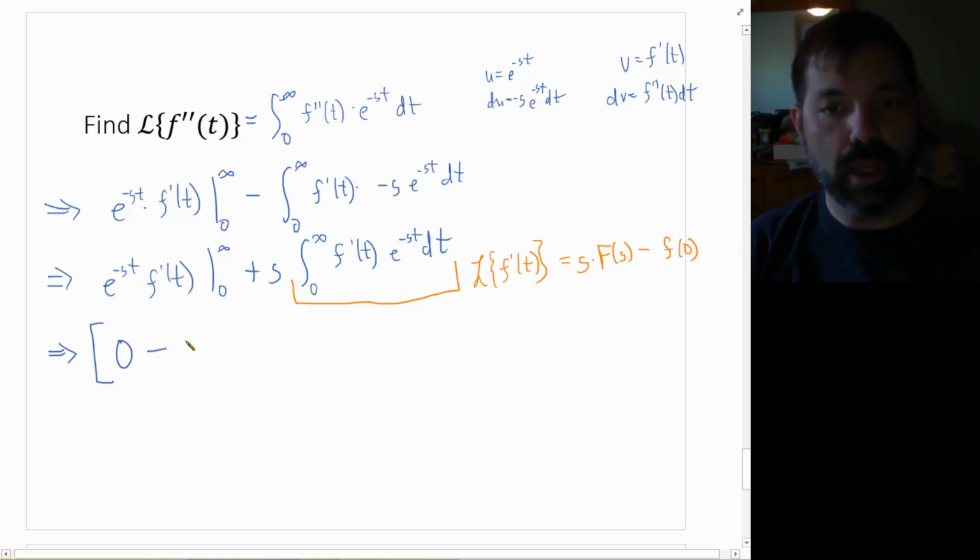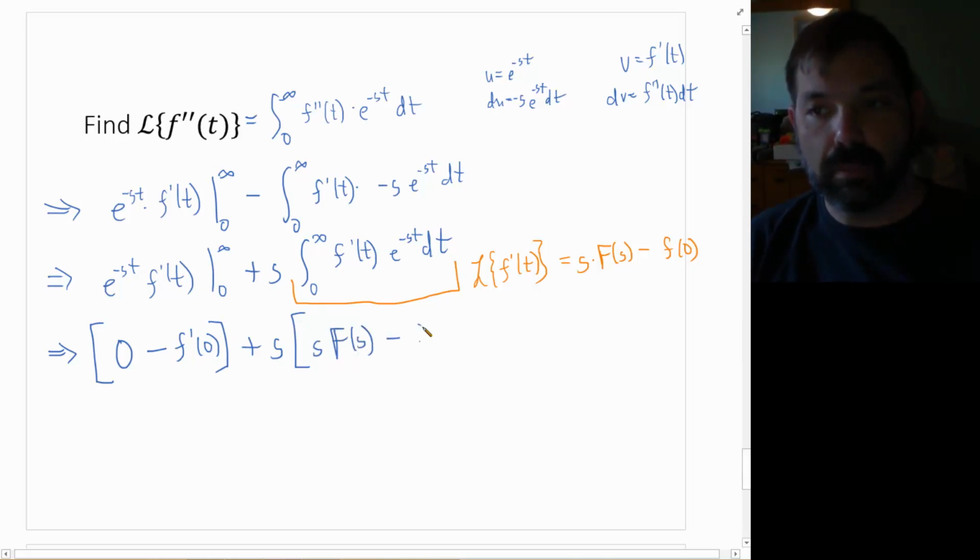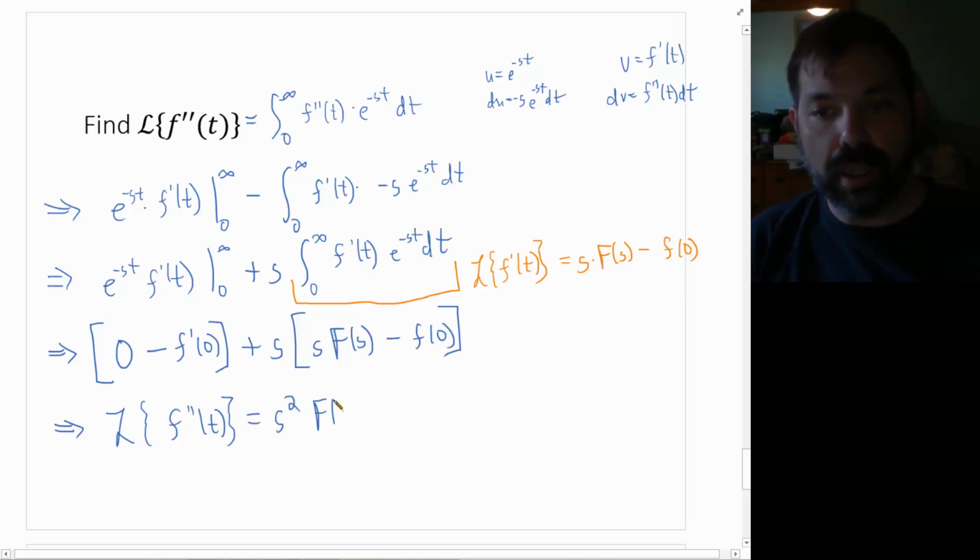Substituting infinity, we'll get a 0. Minus, substituting 0, we'll get f prime of 0. And then I have plus s times s F of s minus f of 0. Simplifying this, we find that the Laplace transform of f double prime of t is s squared F of s minus s times f of 0 minus f prime of 0.